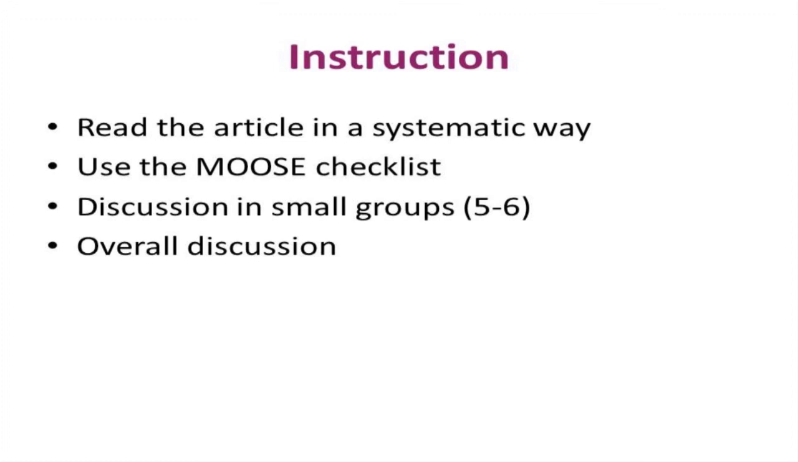So I suggest that you read the article by yourself in a systematic way, in small groups, that you use the MOOSE checklist and the Newcastle-Ottawa checklists that I provided back there, and that you discuss this meta-analysis in small groups. Then, when we're finished with all that, I would be really happy to hear your opinion, and if you could say something about your findings. I think that would really add some knowledge to the overall discussion afterwards.